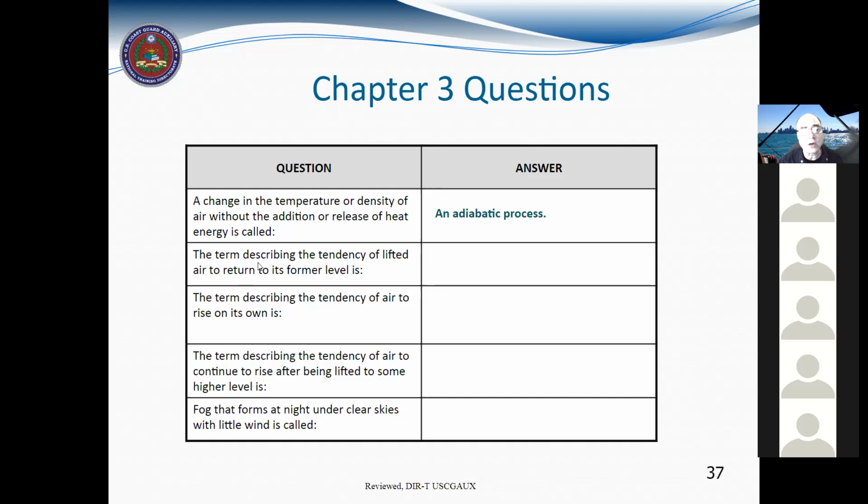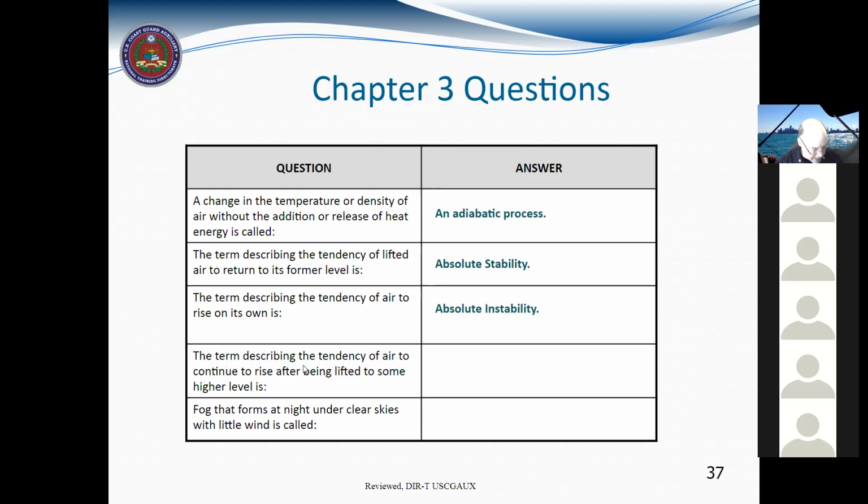Larry Lindbergh, the term describing the tendency of lifted air to return to its former level is known as? Absolute stability. Absolutely. Good. Who didn't I pick on yet? Nick Nita, the term describing the tendency of air to rise on its own is? I think that's absolute instability. It's not stable. It's instable. Good. Absolute instability.